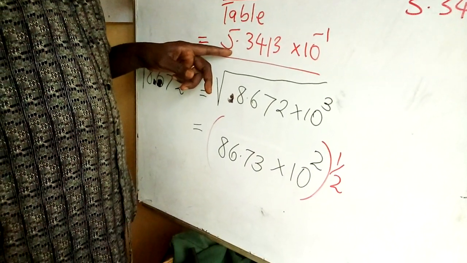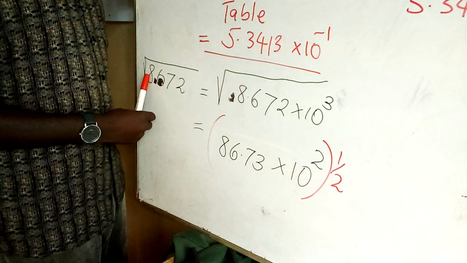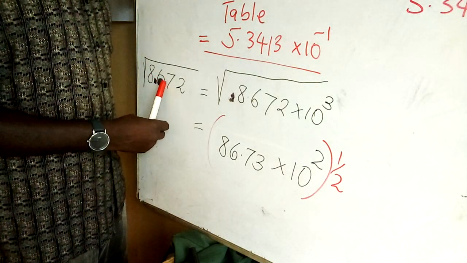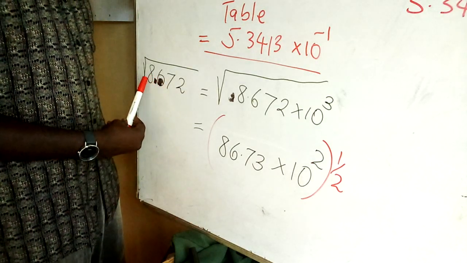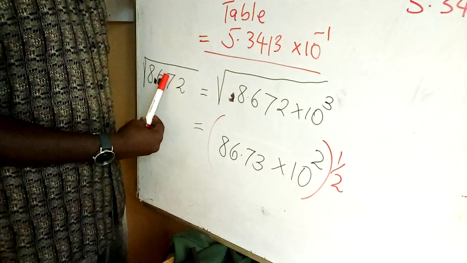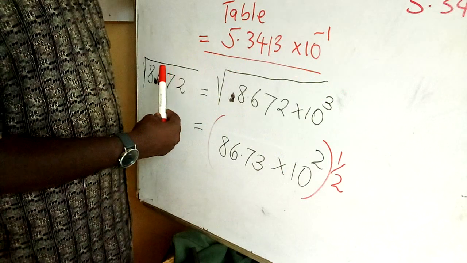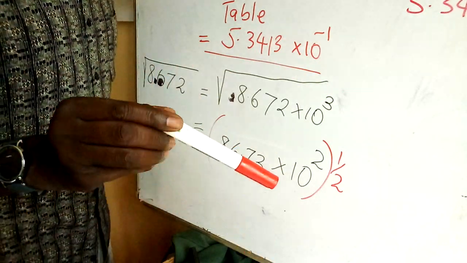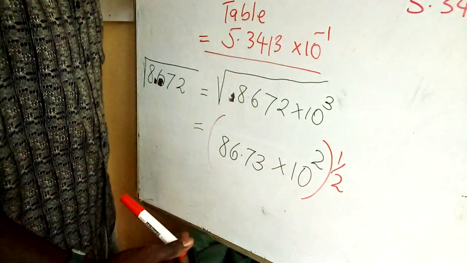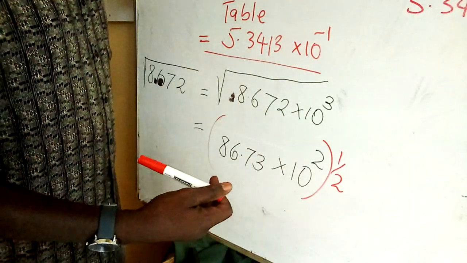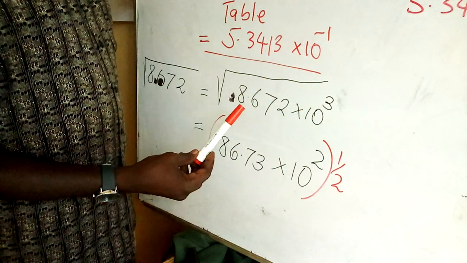Okay, now let us continue with this. Square root of 8,672. My board is bad, so these are not decimals. It is 8,672 there. So we want to get the square root of this. As usual, start with standard form, because that is what you've just learned. So you practice also to write things in standard form. 8.672 times 10 to the power 3.